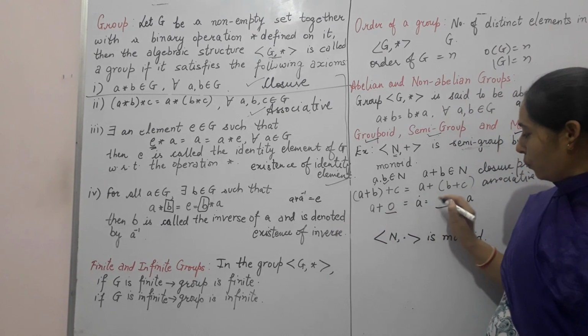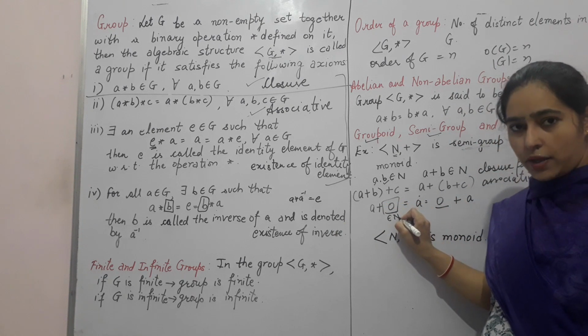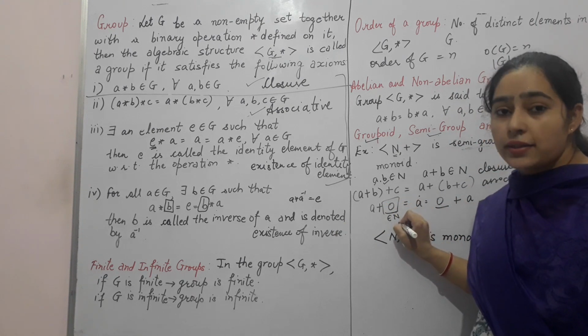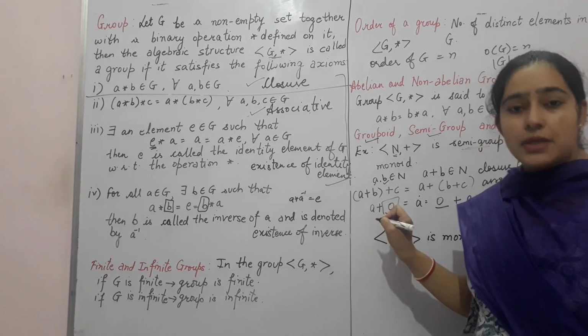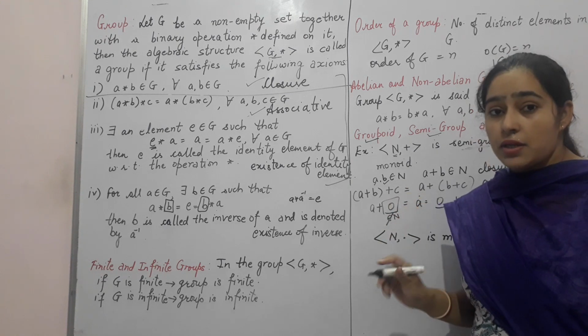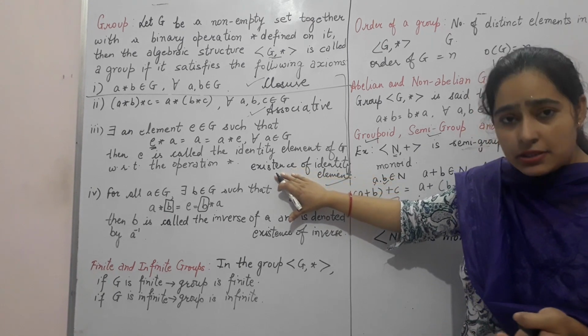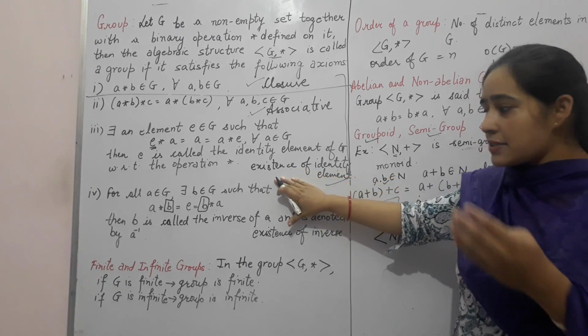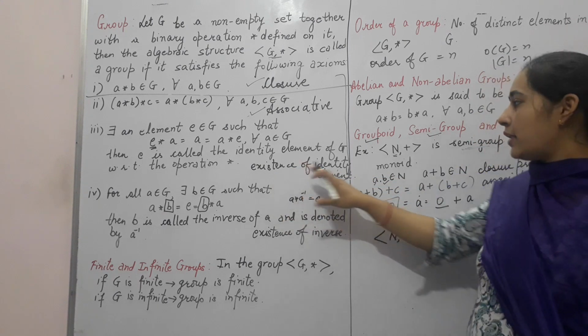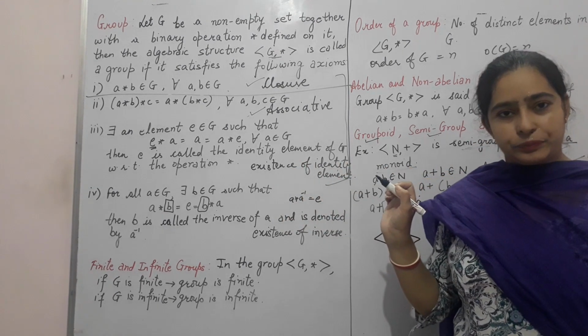Right? Now, does this 0 belong to N or not? No. This 0 doesn't belong to N. This is not a natural number because natural numbers start from 1. So this doesn't belong to N. That means we don't have the identity element. We don't have existence of identity element. That means it cannot be a monoid.